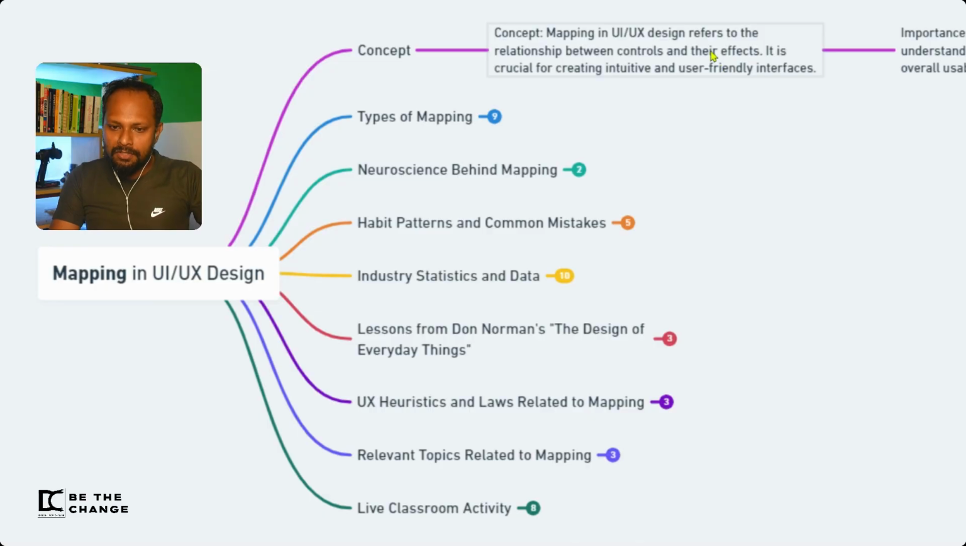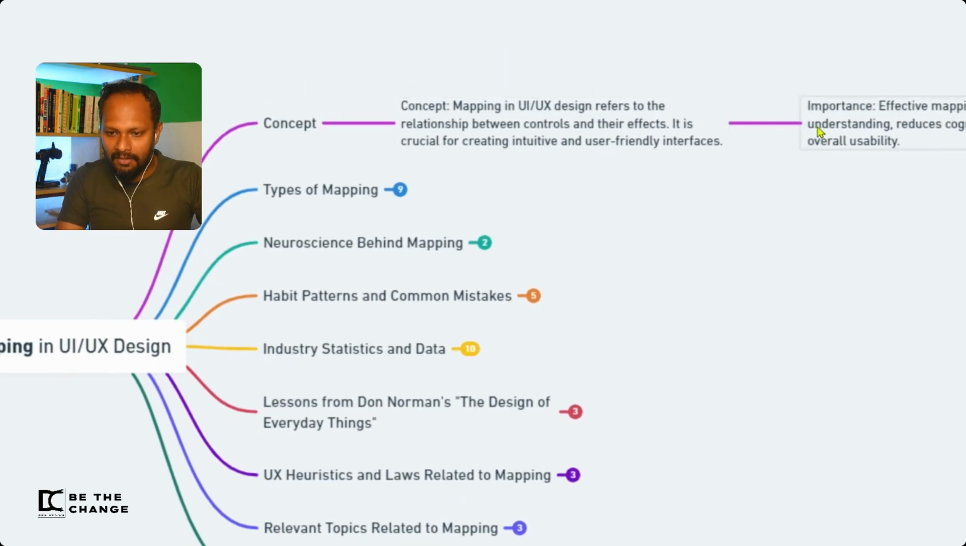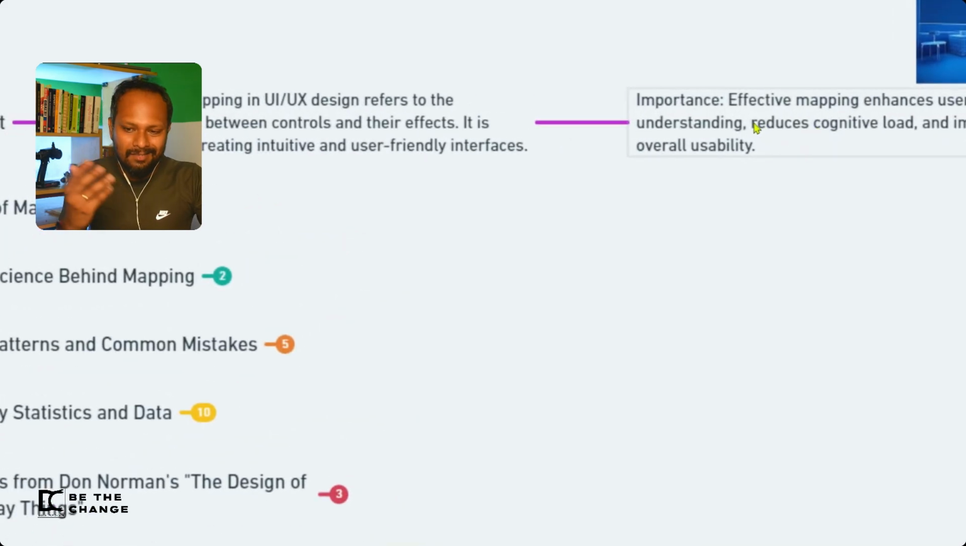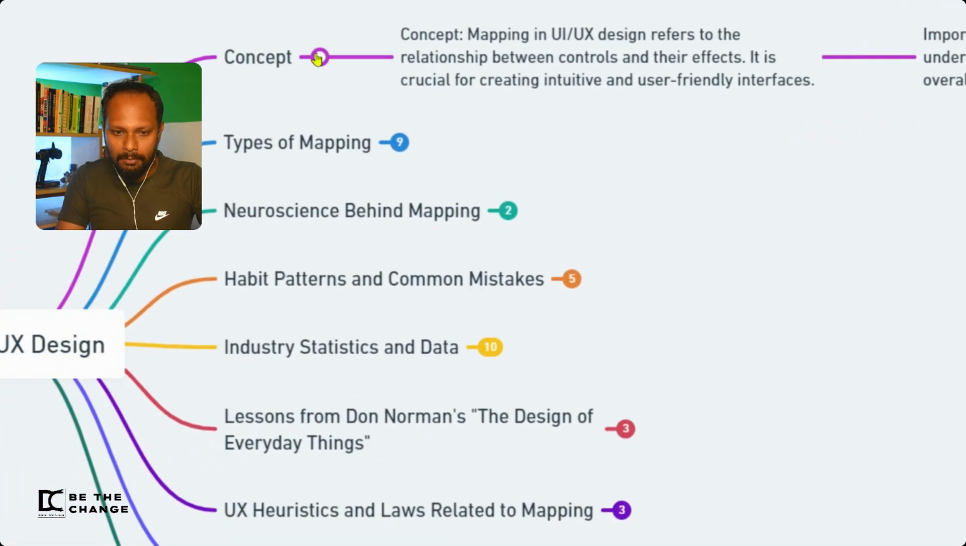So mapping is a very, very interesting thing. In UI UX design, mapping refers to the relationship between controls and their effects. What effect you are getting and what control you are able to have. It's very crucial for creating very intuitive user interfaces. It enhances the user experience and improves the overall usability. Okay, this is the part.